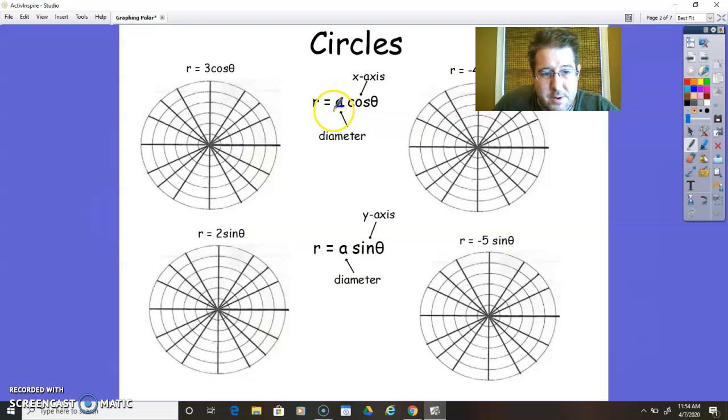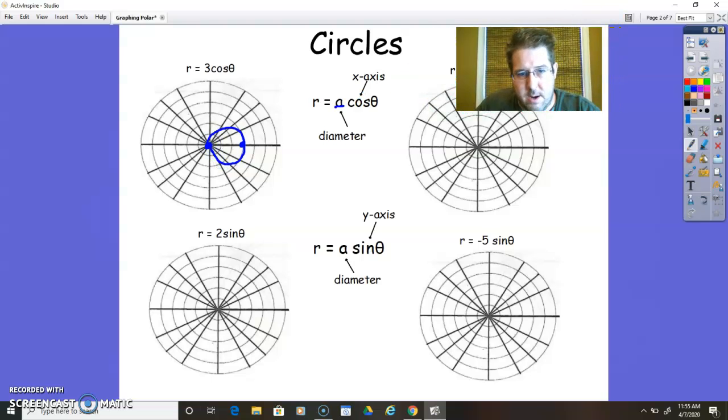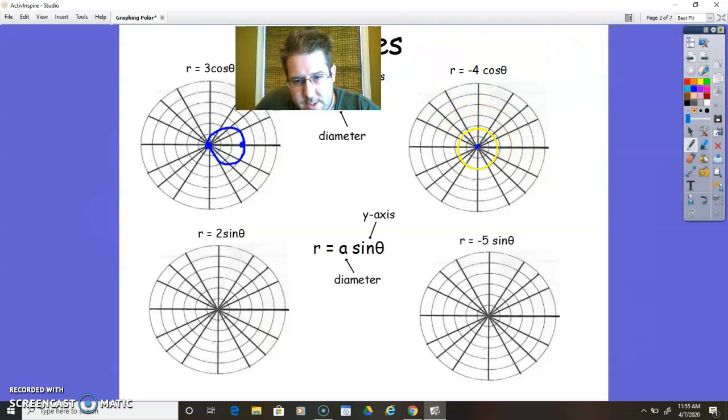So the diameter, the distance of the circle all the way across, is A, the number that's being multiplied by cosine of theta. And if it's cosine, it's along the x, and sine is along the y, as you've been doing since trigonometry. So when you look at this question, you know that it has a diameter of 3, and it's along the x-axis. So I'm going to start at the center pole, and 1, 2, 3 is from one side to the other of the circle, and then you draw the circle. It's pretty easy, not a whole lot to remember. Start at the center, but this one is -4, which means I'm going to go left.